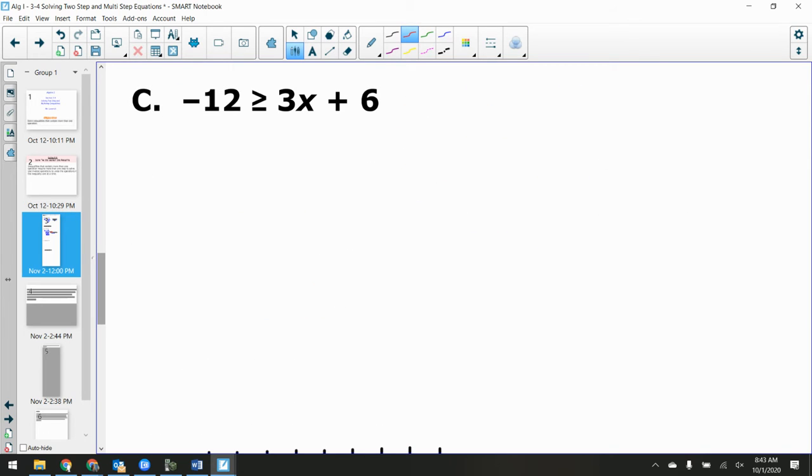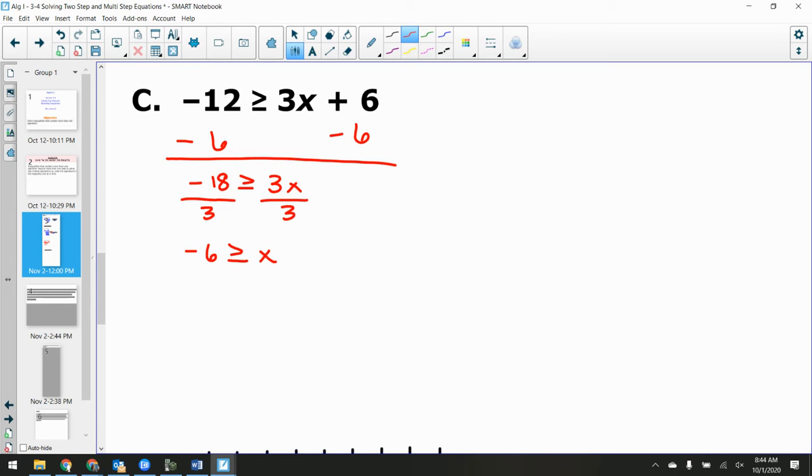All right, so let's keep it going now. What do I do first? Subtract 6. Subtract 6 from both sides. So that's going to get me a negative 18 is greater than or equal to 3x. Mackenzie, finish it off for me. Then you divide both sides by 3. Good. Negative 6 is greater than or equal to x. And then if you switch the x to the other side, x is less than or equal to -6. Very good, and that's my answer.